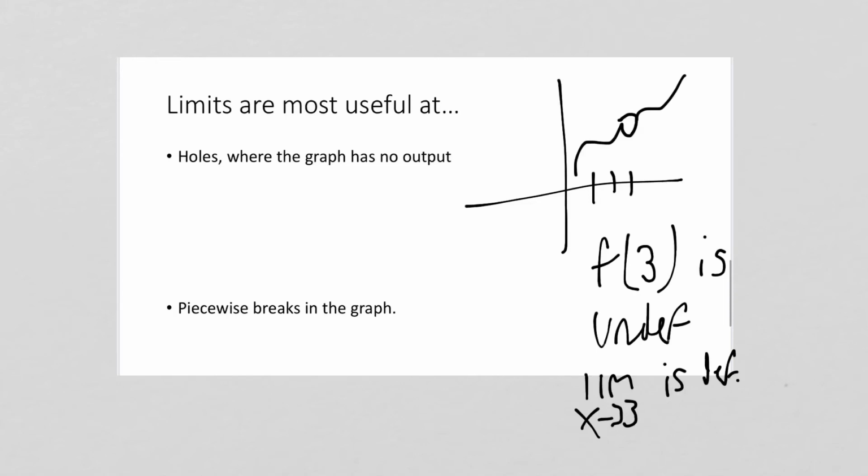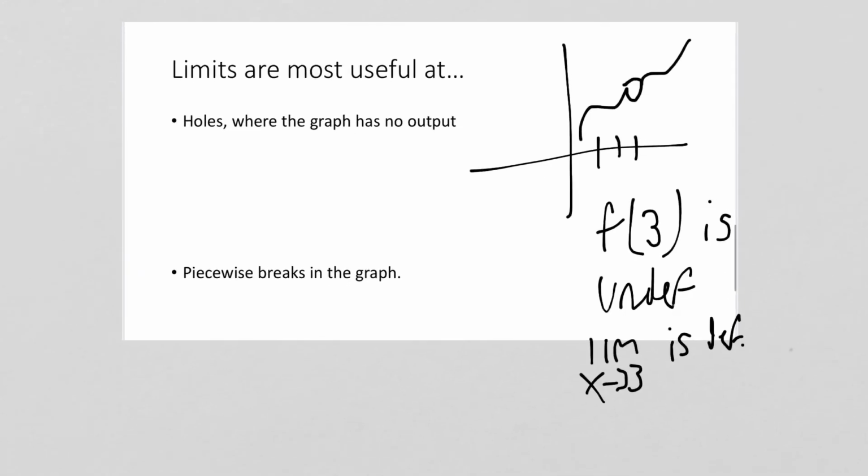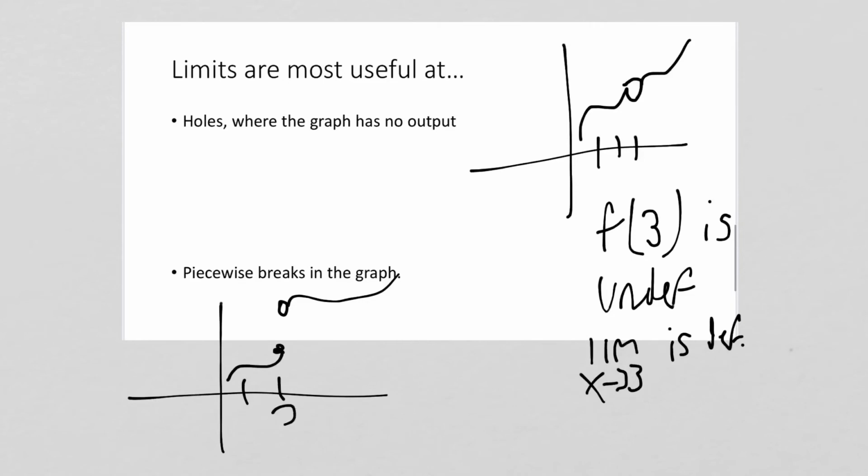So it allows me to talk about a graph even if it has a point where it's undefined. That's what a limit is going to help me do. It also helps me talk about graphs when there's a piecewise break. So if I have something like this, which happens sometimes in graphs, and let's say this is at x equals 2.